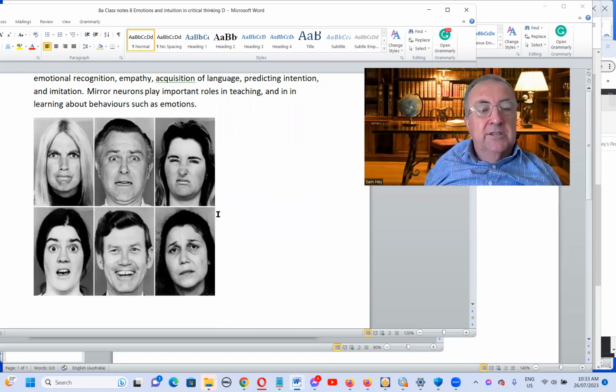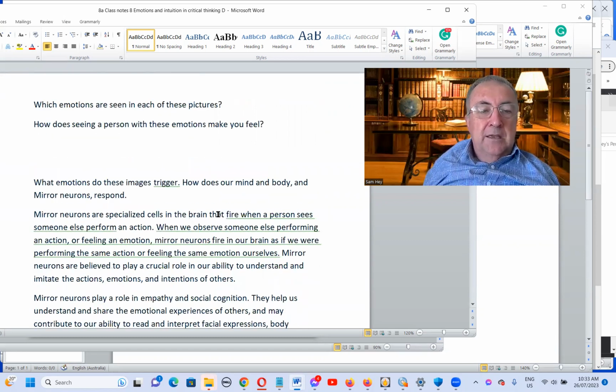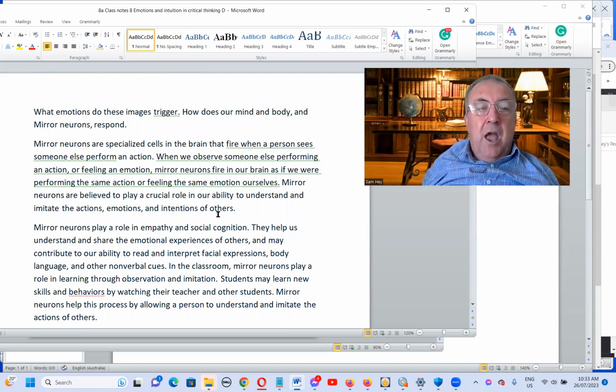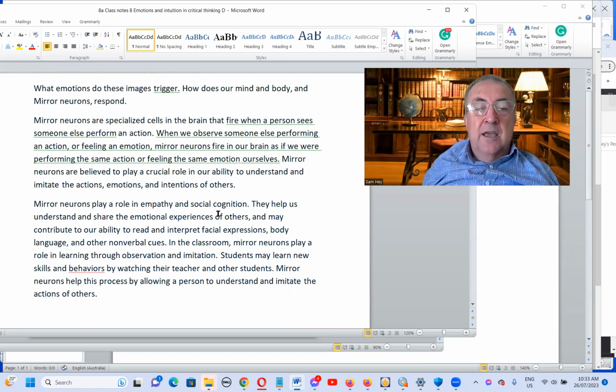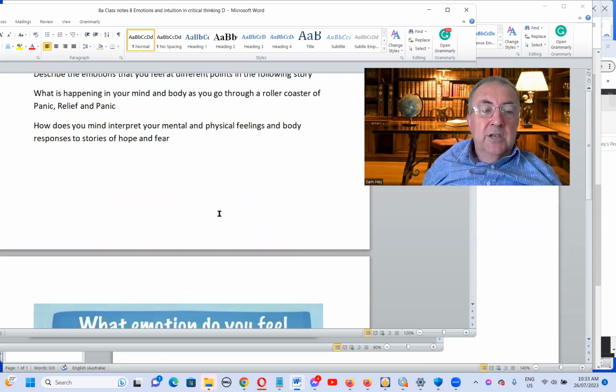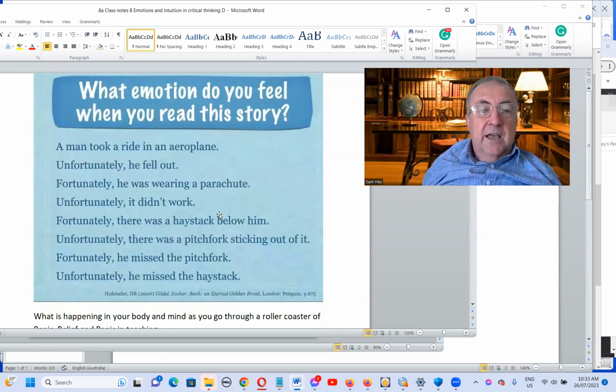And looking at these different faces, you may be able to recognize the different emotions that are being expressed. We're very much emotional people. It's part of who we are and how God has made us. And emotions can trigger different responses as the mirror neurons in our brain respond to the different images and different words that are said. We feel different emotions as we read through a story.